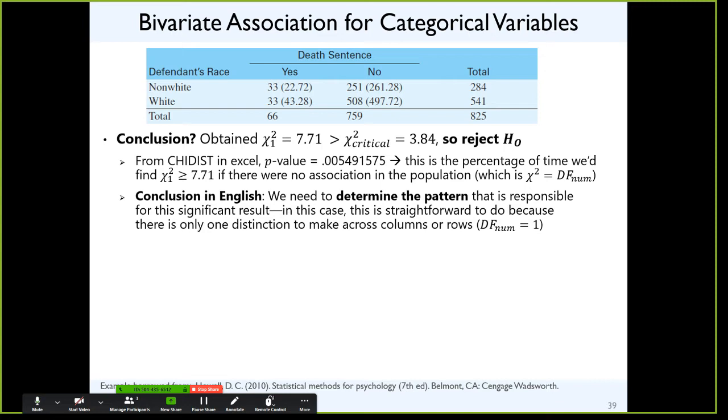So chi-square is the test statistic directly. It's like your t or your z. It's the thing that gives you the probability of how unexpected this is. The next step then is to try and quantify, or figure out, what the pattern is. Because all we know is that race and death sentence are associated. That's not the end of the story, right? We need something that's analogous to the correlation direction.